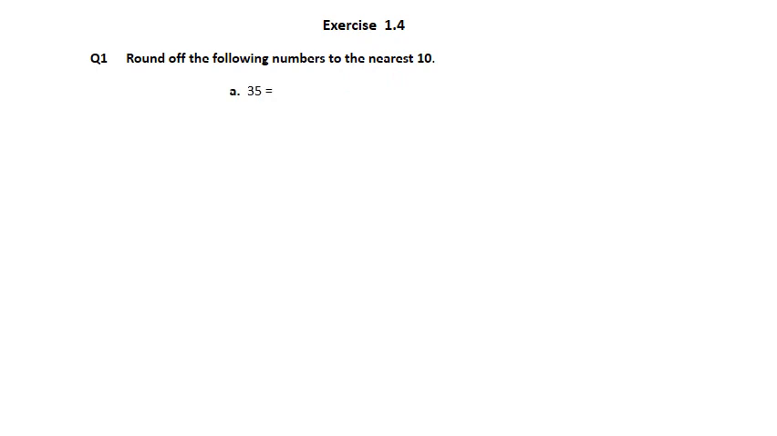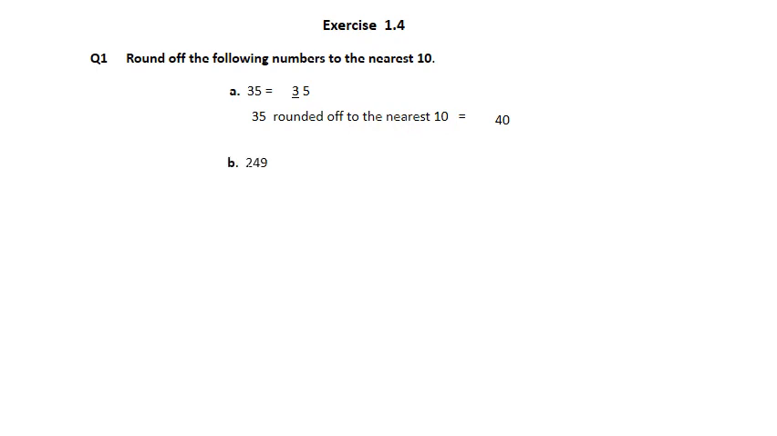First what we'll do, as the nearest 10 is given, we'll underline the tens place. Now we have underlined, so we'll look at the ones place. Now here the ones place is 5, which is more than or equal to 5. So the tens place will increase by 1. So 3 will become 4 and the ones place will be replaced by 0. So your answer is 40. That means 35 when rounded off to the nearest 10, the answer is 40.